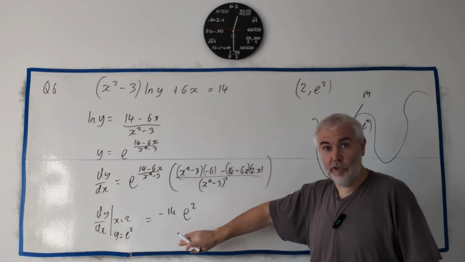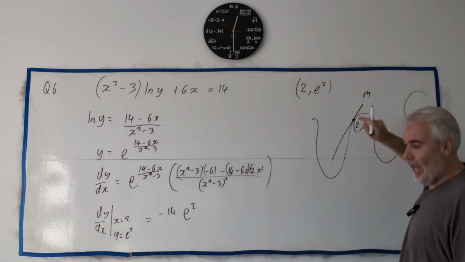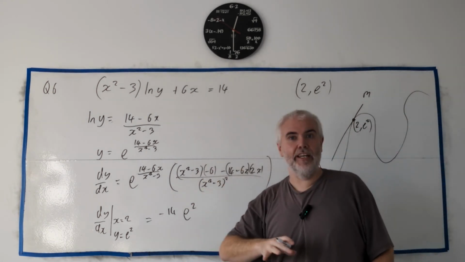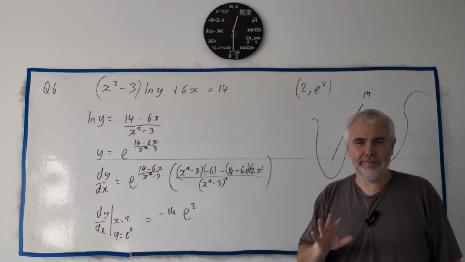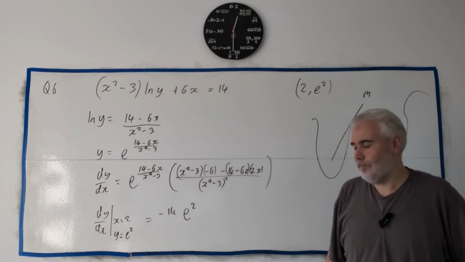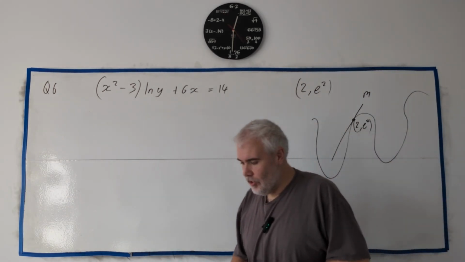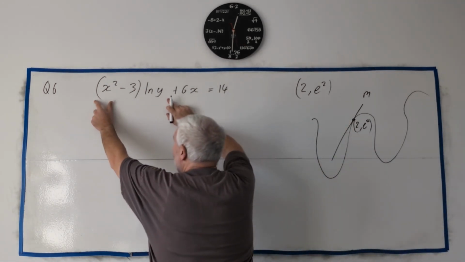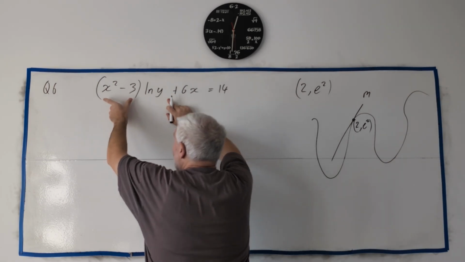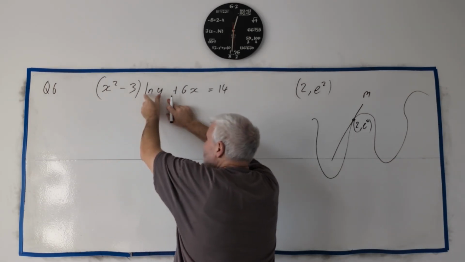But that is the answer we're looking for, at least for m. Let me clean this off and I'll do it a slightly different way. Implicit differentiation. It's quicker, but probably harder to think about. Implicit differentiation just says differentiate everything. Differentiate this term. That's a product rule. Let me do it out.